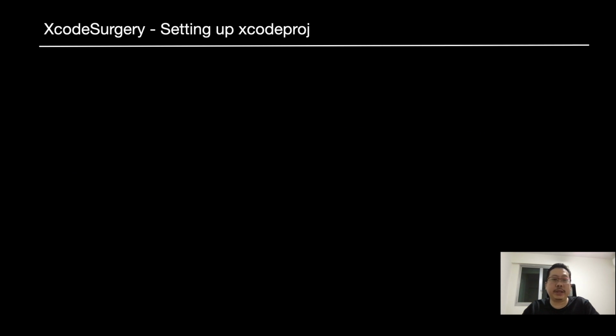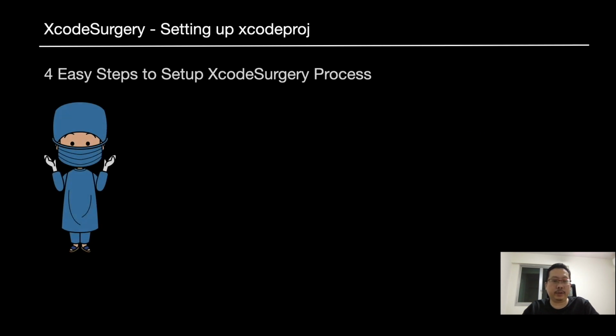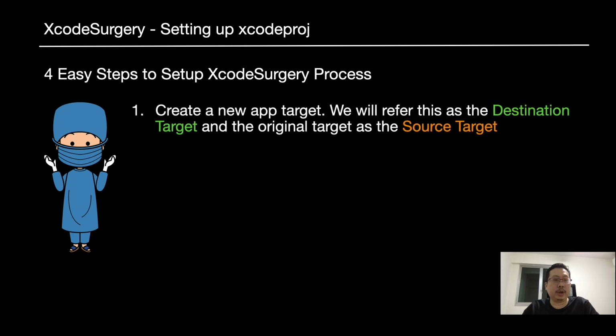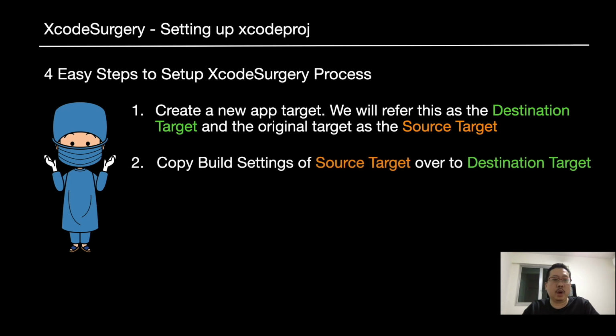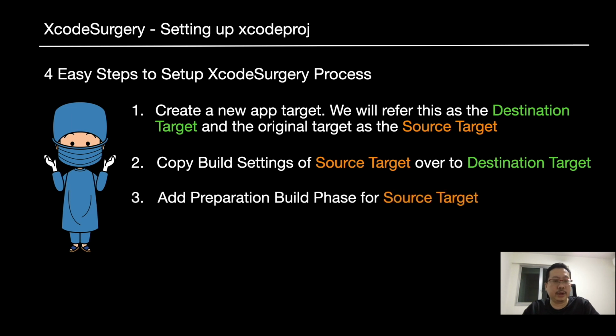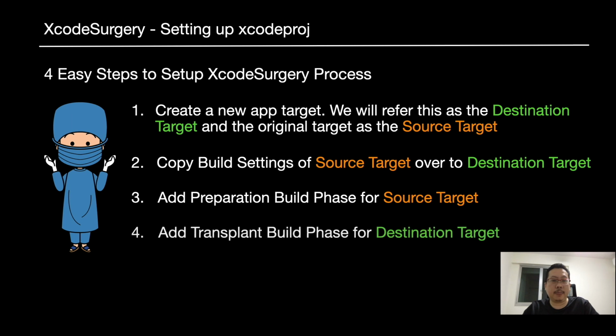XcodeSurgery requires 4 easy steps to integrate into your project. Step 1. Create a new app target, and we will refer to this as the destination target and the original target as the source target. Step 2. Copy the build settings from the source target over to the destination target. Step 3. Add a preparation build phase for the source target. And step 4. Add a transplant build phase for the destination target.